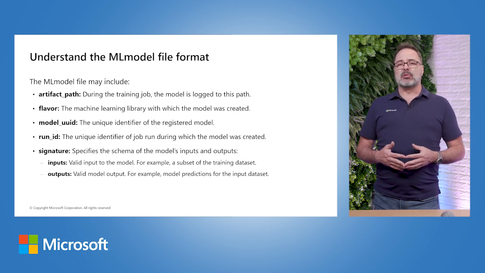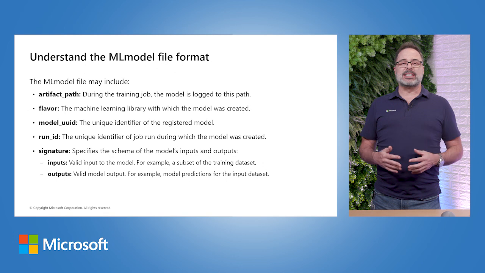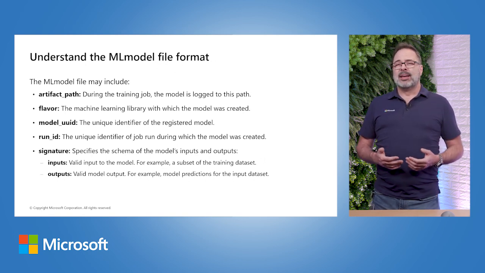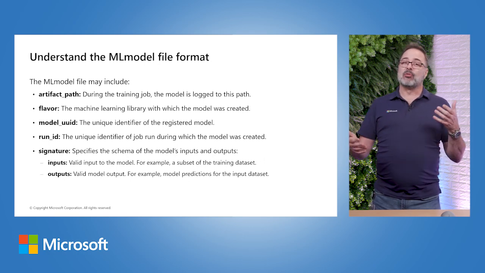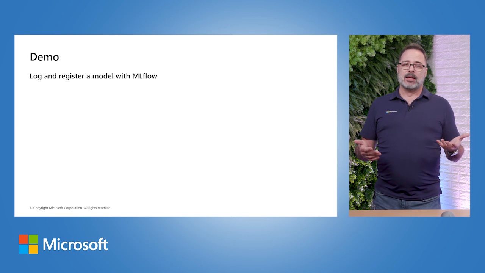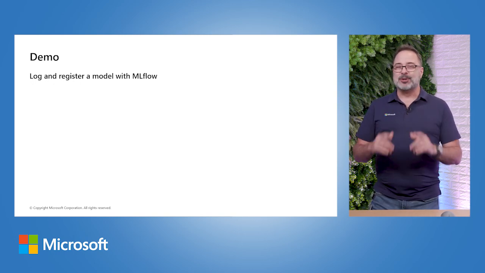Once we have an ML model file generated, the last step is to register the model with the Azure Machine Learning Workspace. And you can do this using the Studio, the Azure CLI, or Python SDK. What this will do is add it to the model registry, where it can be more easily found within the Azure Machine Learning Workspace, as well as allow it to be used directly from the registry. For example, it's very easy to deploy the model to an endpoint from the registry. Now, let's do a quick demo on how to log and register a model using MLflow.